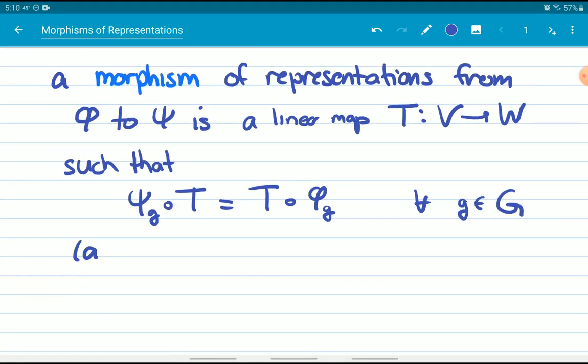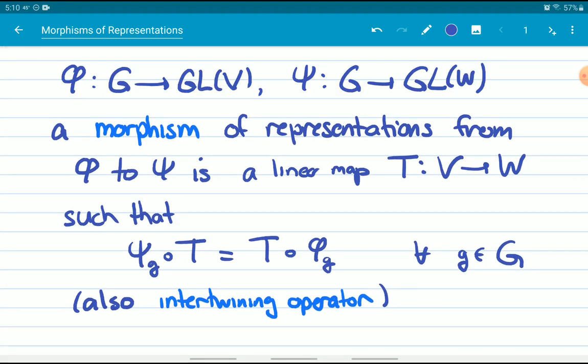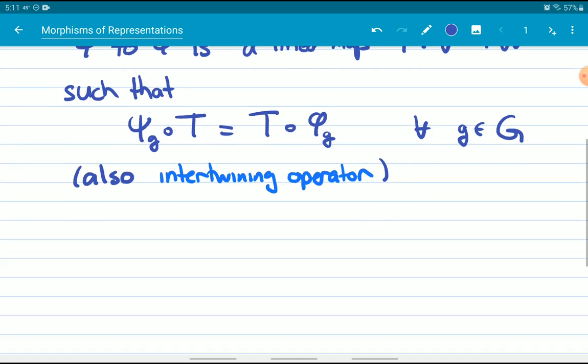By the way, another name for this is intertwining operator. You'll see that sometimes. So we'll think of this as the right kind of function relating the two representations, just like for groups, the right kind of function is a homomorphism.